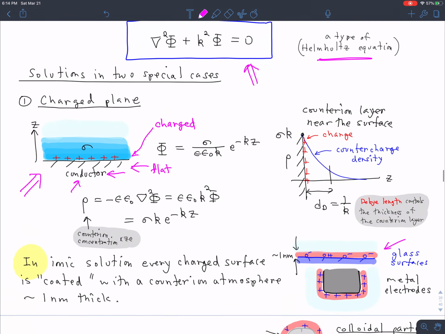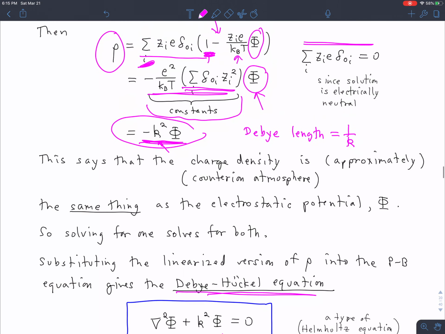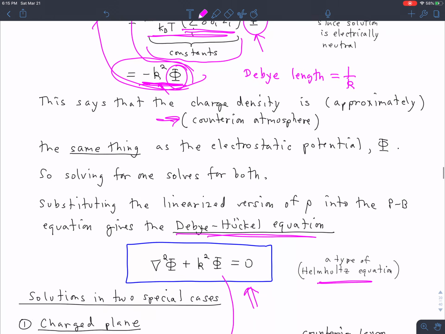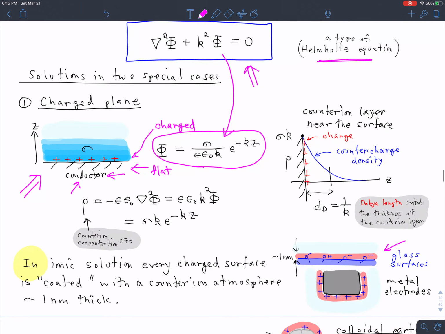All right. If you have that case and then you solve the Debye-Huckel equation, you get this solution for the potential. And now remember from up here that the charge density, that is the counterion atmosphere that we're interested in, is just proportional to the potential. So when you're solving for the potential, you're solving for the charge density that we're mostly interested in. So that's great. There's some constants in front. Let's not worry about those. They're not important. The important part is this exponential decaying function down here.